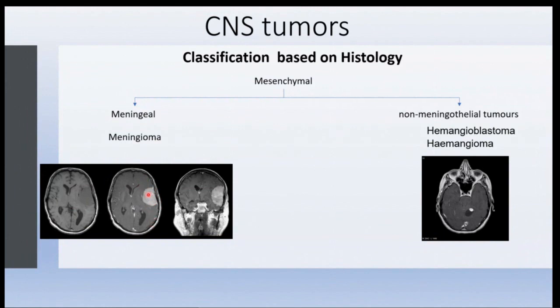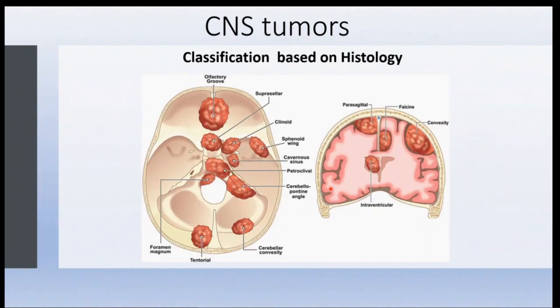On the other hand, there are other tumors, hemangioblastomas and hemangiomas. The hemangioblastomas typically occur in the posterior fossa, and they have a cyst and an intramural nodule, which is usually vividly enhancing with contrast. So meningiomas are the most common primary benign brain tumors.